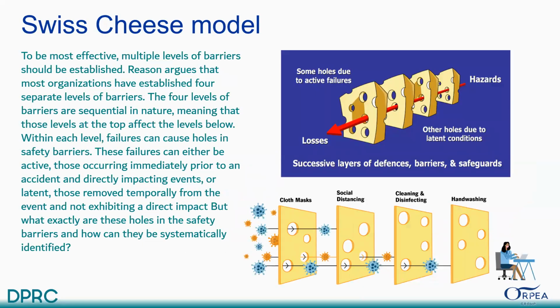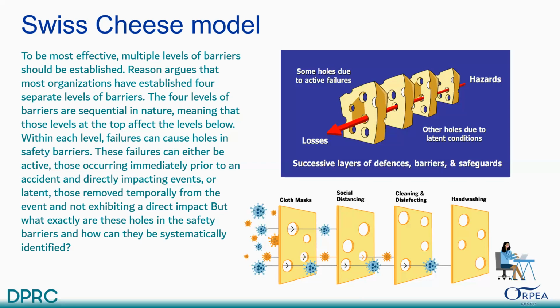Swiss cheese model. To be most effective, multiple levels of barriers should be established. Reason argues that most organizations have established four separate levels of barriers. The four levels of barriers are sequential in nature, meaning that those levels at the top affect the levels below. Within each level, failures can cause holes in the safety barriers. These failures can either be active, those occurring immediately prior to an accident and directly impacting events, or latent, those removed temporarily from the events and not exhibiting a direct impact.